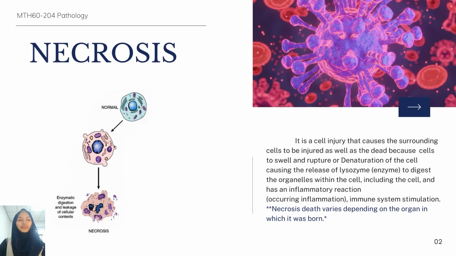Necrosis is cell injury that causes the surrounding cells to be injured as well, and the dead cells swell and rupture or denature, causing the release of lysosomes to digest the organelles within the cells, including the cell itself, and an inflammatory reaction occurs, with inflammation and immune system stimulation. Necrosis varies depending on the organ in which it occurs.